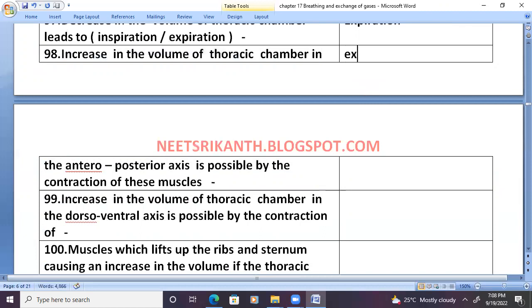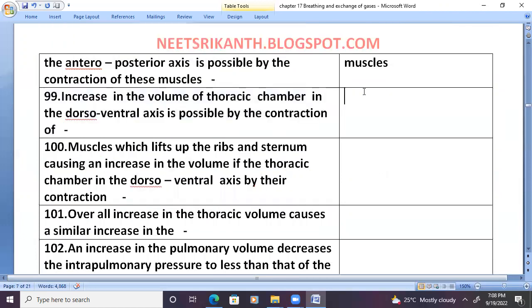Increase in the volume of the thoracic chamber in the anterior-posterior axis is possible by the contraction of the external intercostal muscles, the muscles associated with the ribs. Next, increase in the volume of the thoracic chamber in the dorsoventral axis by the radial muscles. Wait a minute.